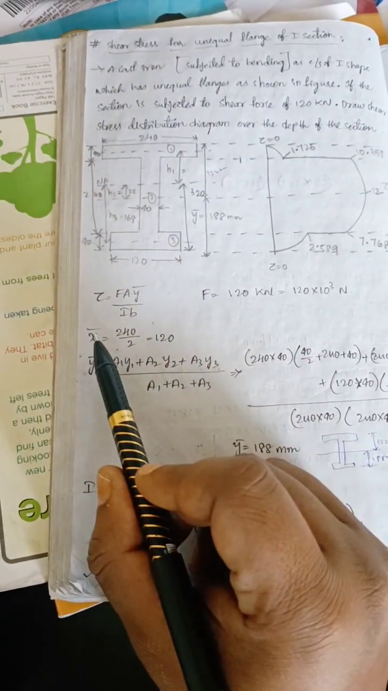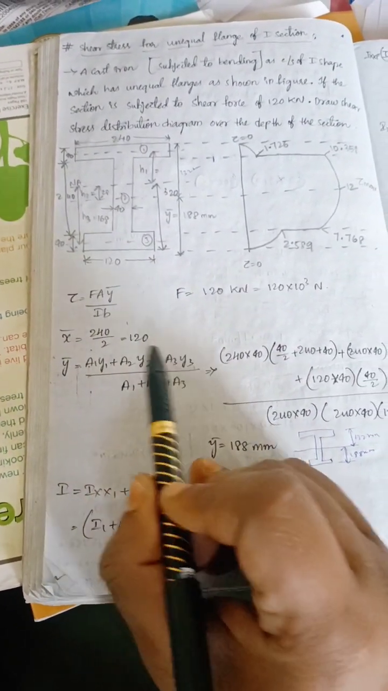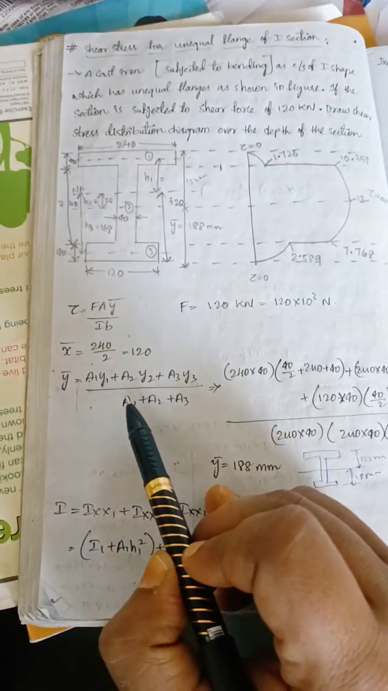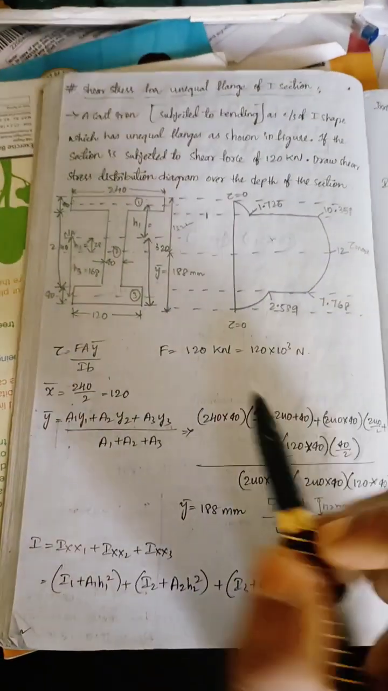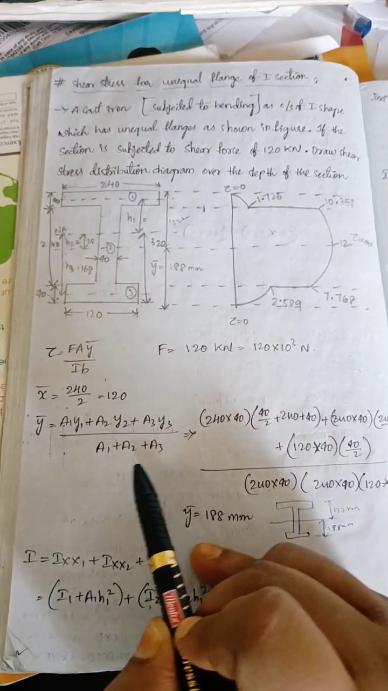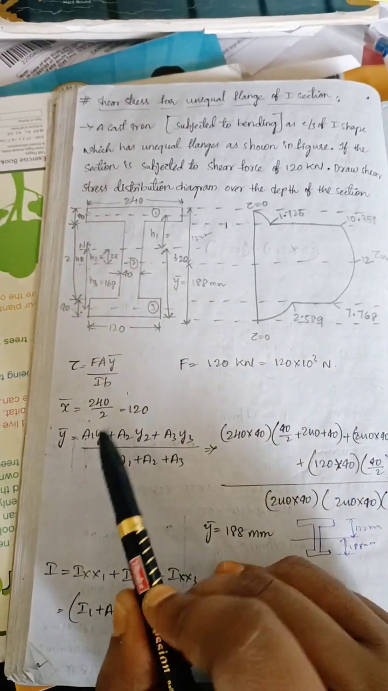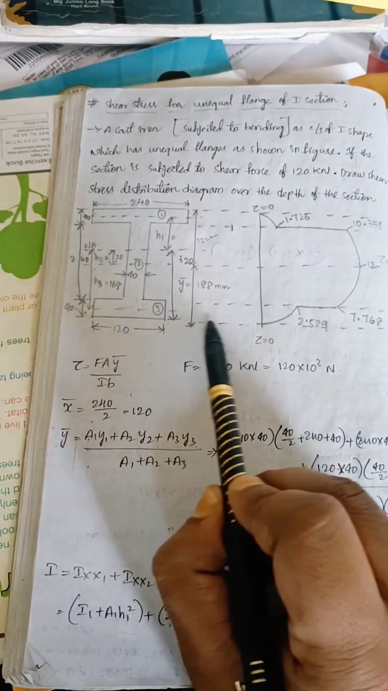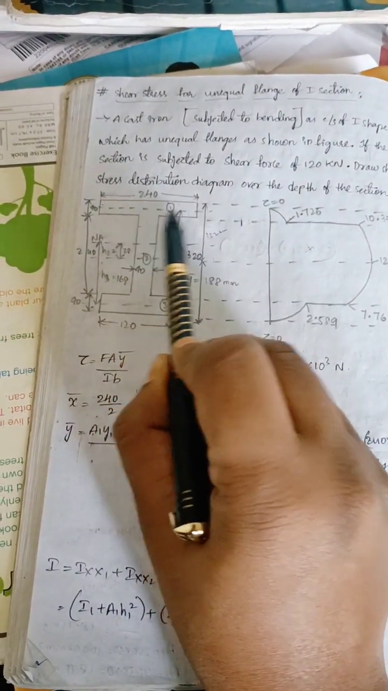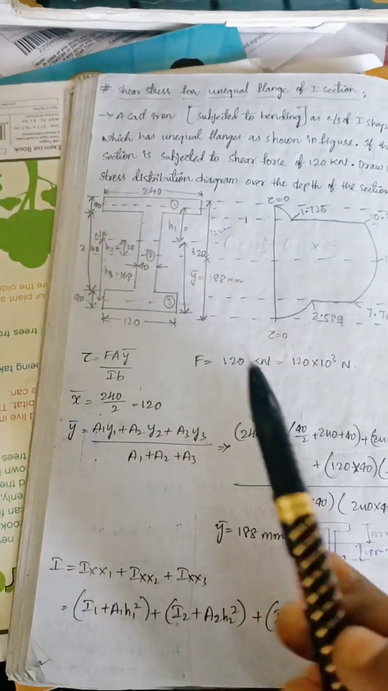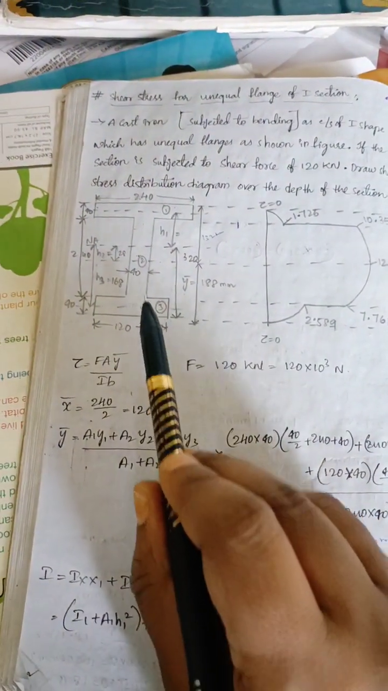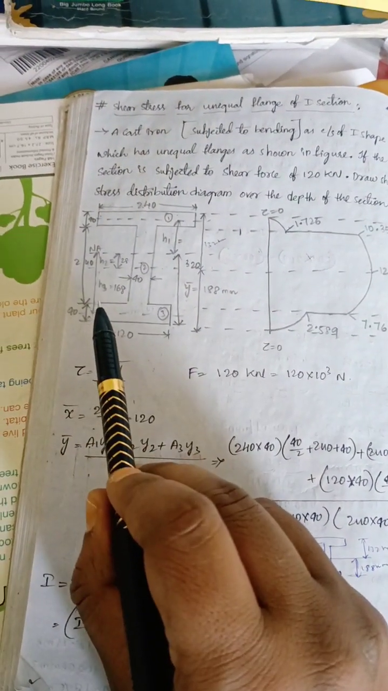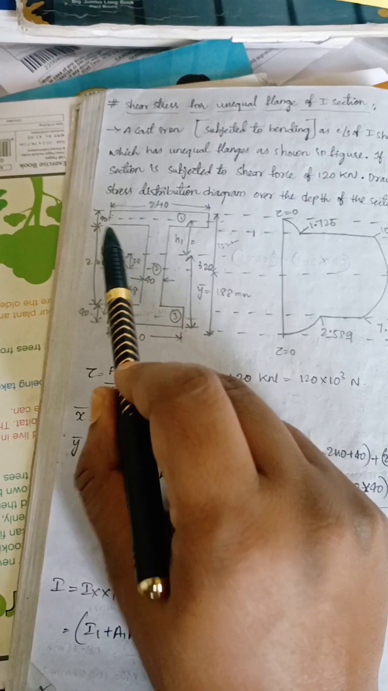So what is the formula for centroid? X bar is 240 by 2, 120. Y bar formula is this one. If we consider it as 1, 2 and 3, so a1 y1 plus a2 y2 plus a3 y3 divided by a1 plus a2 plus a3. So what is a1? 240 into 40. What is y1? Distance from base to this neutral axis. This is y1, so 40 by 2 plus 240 plus 40 plus 240 by 2 plus 40 by 2.